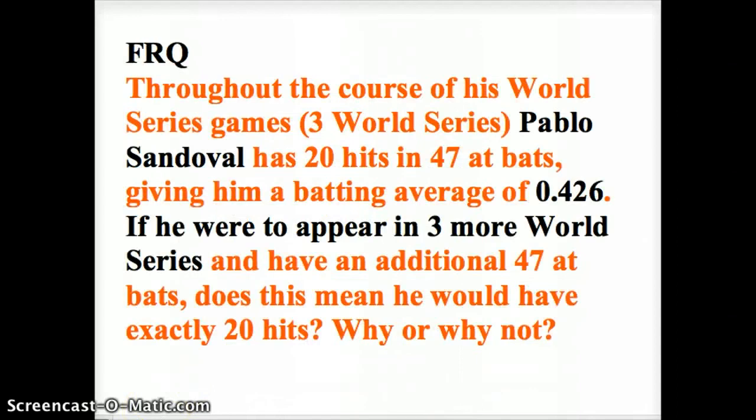All right, in honor of our World Series champion Giants, here is a question about probability and the Giants. Throughout the course of his World Series games, that's 3 World Series, 2010, 2012, and 2014 that we just won, Pablo Sandoval has 20 hits in 47 at-bats, giving him a batting average of .426. So that is like a simulation of the probability of him getting a hit. If he were to appear in 3 more World Series and have an additional 47 at-bats, does this mean that he would have exactly 20 hits? Why or why not? Please pause now and answer the free response question after you've gone over the summary for 5.1 and 5.2 and looked over vocab and examples.